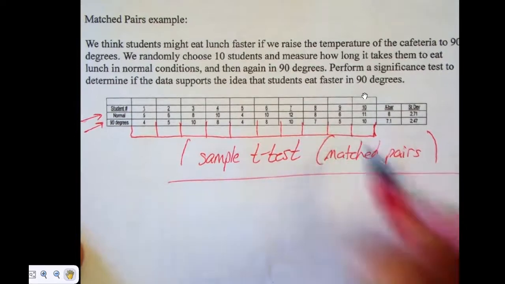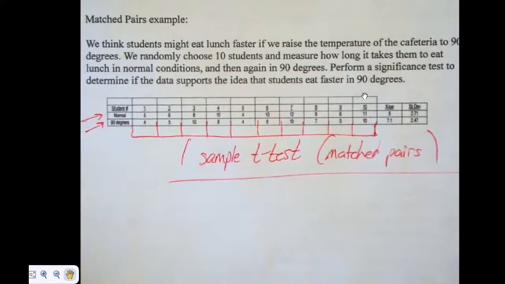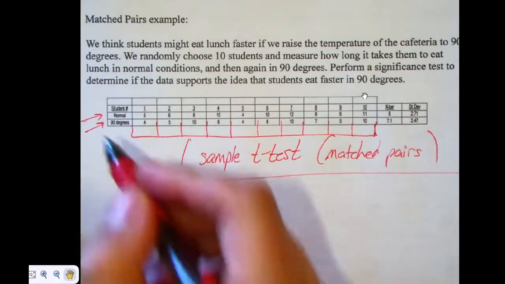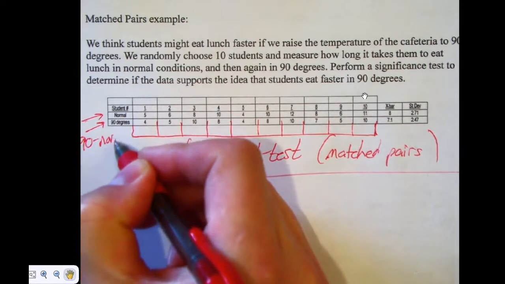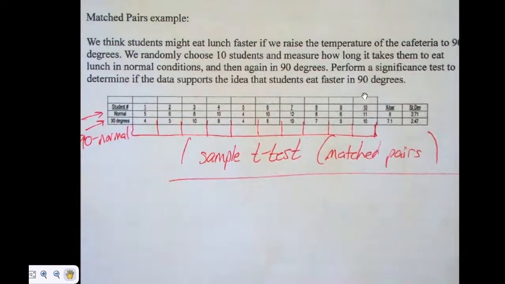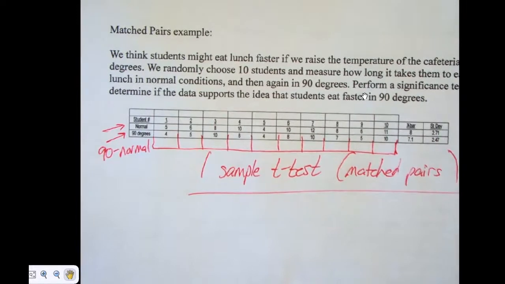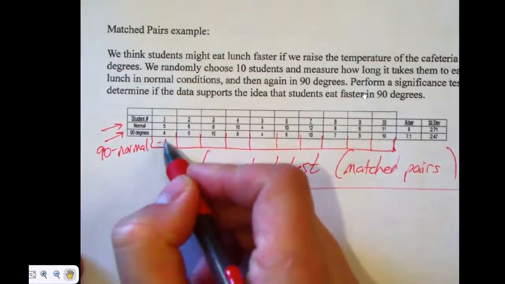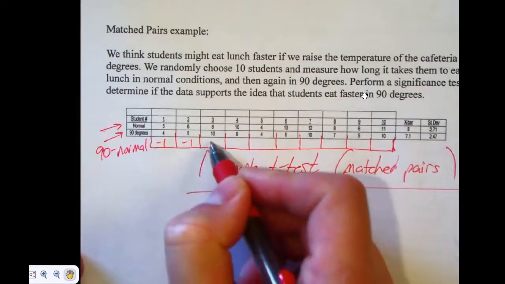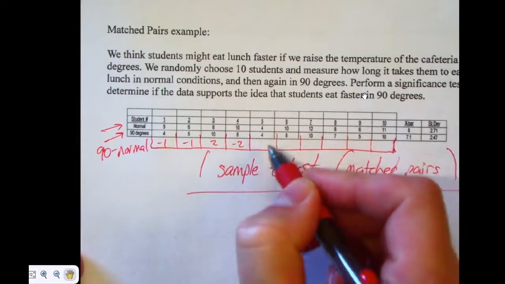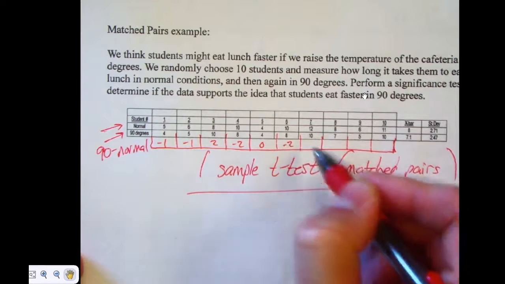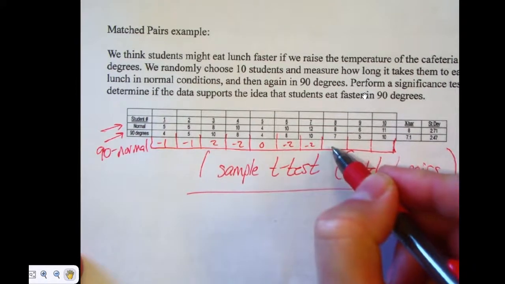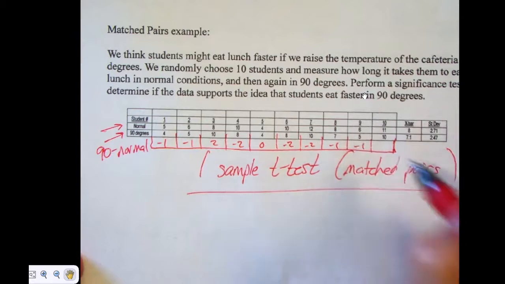And you can call it like 90 degrees minus normal, or you can call it normal minus 90 degrees. And it doesn't matter, you'll end up at the same place at the end. But the path to get there looks a little different. So I'm going to do 90 minus normal. You could do the other way if you want, but you have to make your own new list of data. And then I'm just going, okay, this is -1, this is -1, it's 2, -2, 0, -2, -2, -1, -1, -1.